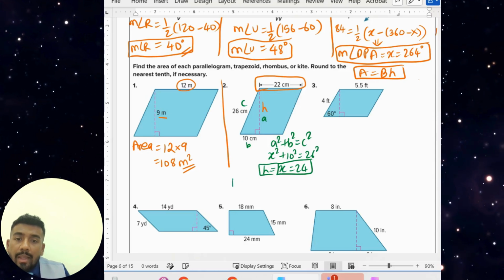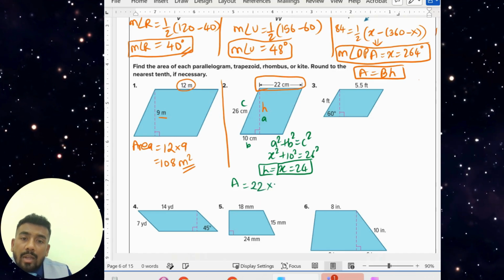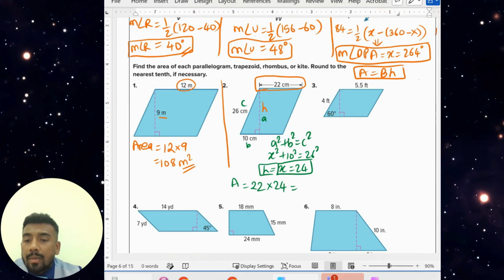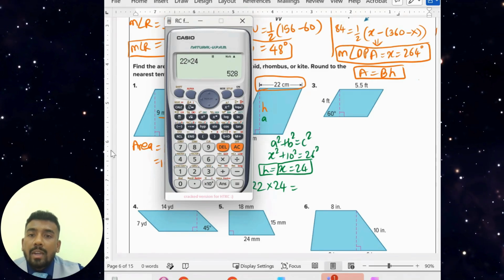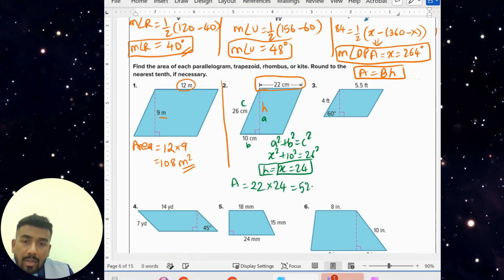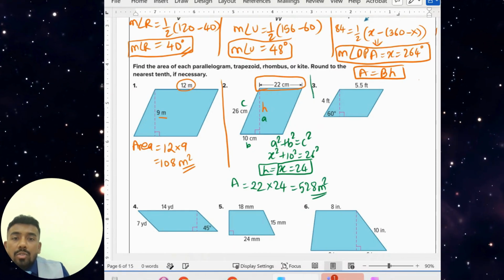So what will be the area? B times h. So that's 22 times 24. What's 22 times 24? That's 528. So that's the answer. 528 meter square. Okay. Now let's do the last question.